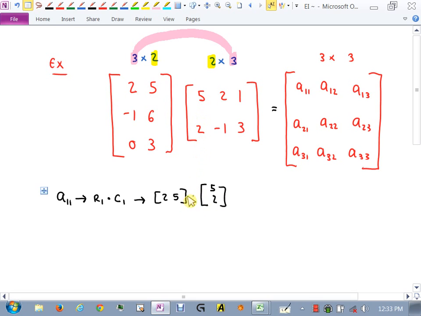Now, how do you do this? 2 times 5 plus 5 times 2, which is 20. 8 more to go.